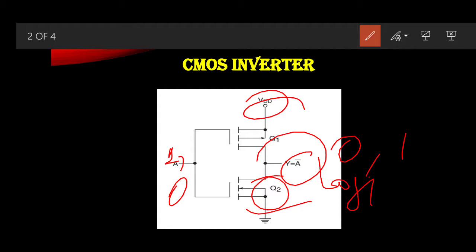Did you understand? As you can see in this figure, there is no conduction path between VDD and the ground when the input is logic 1 as well as logic 0. That is why there is practically zero power dissipation in the static condition, as I have told you that power dissipation is low.